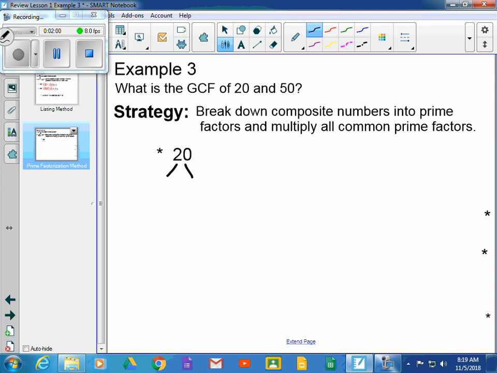So 20 can break down into 2 and 10. 2 is a prime factor, so I'm going to circle that. 10 is composite, so I'm going to break it down further. It breaks into 2 and 5, which are both prime.